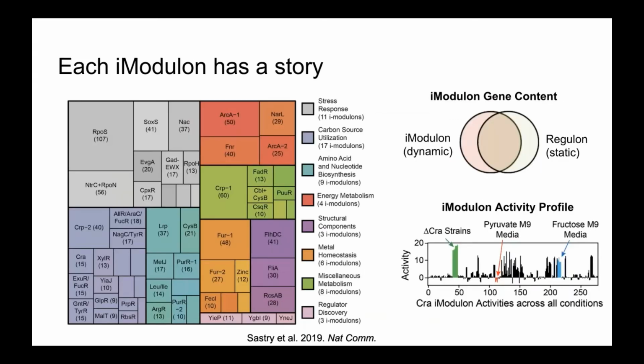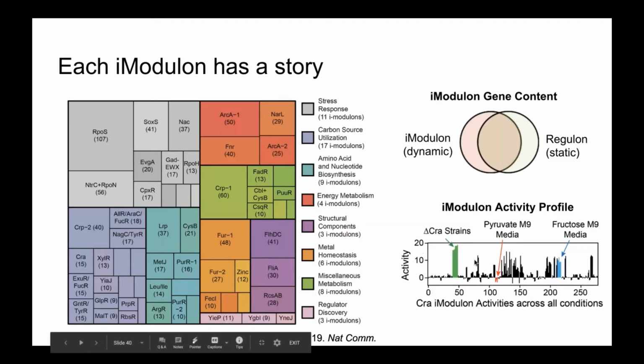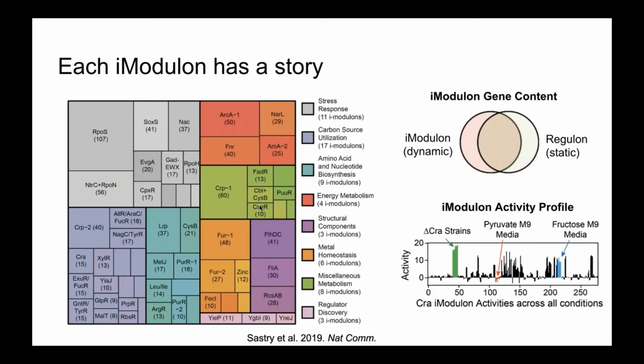So as I showed in the previous slide, each of these iModulons has its own unique story. Each iModulon has certain genes that are present in it, and we can compare those to the static regulons. Regulons are static lists of genes. They're just all the genes that are known to be regulated by a transcription factor, versus iModulons are a dynamic data-driven set of genes, and we also get dynamic activity profiles to understand how these genes are affected by different environmental conditions. All of these iModulons are shown here that are related to different transcriptional regulators. We're going to focus in on RpoS, which is the largest iModulon. It contains over 100 genes.